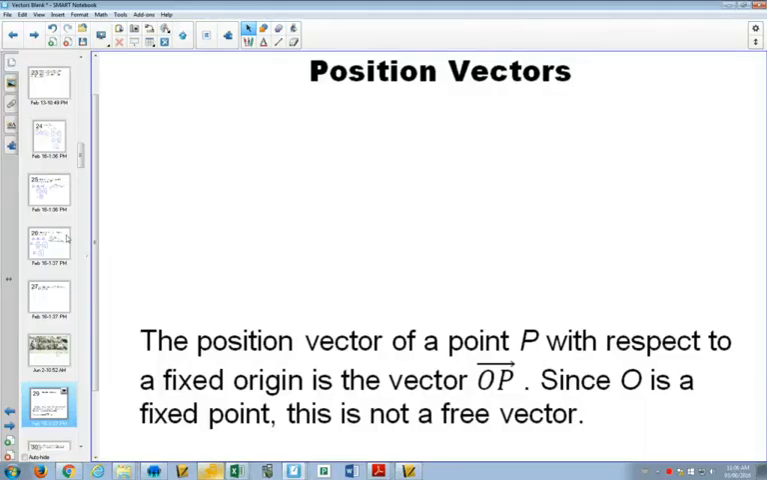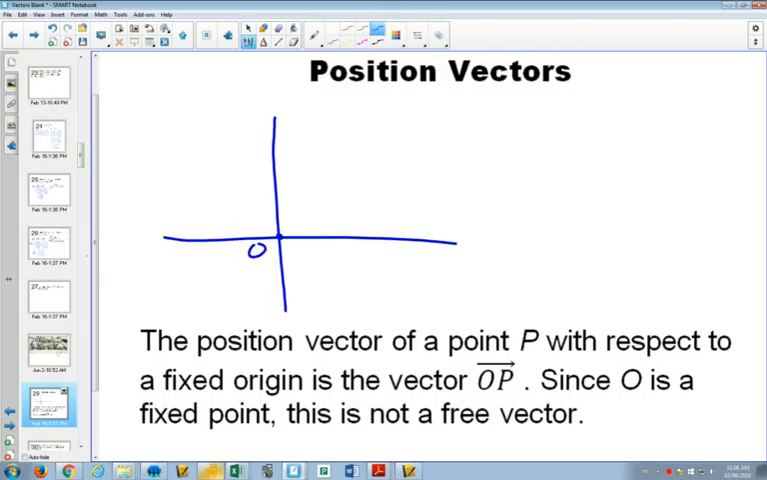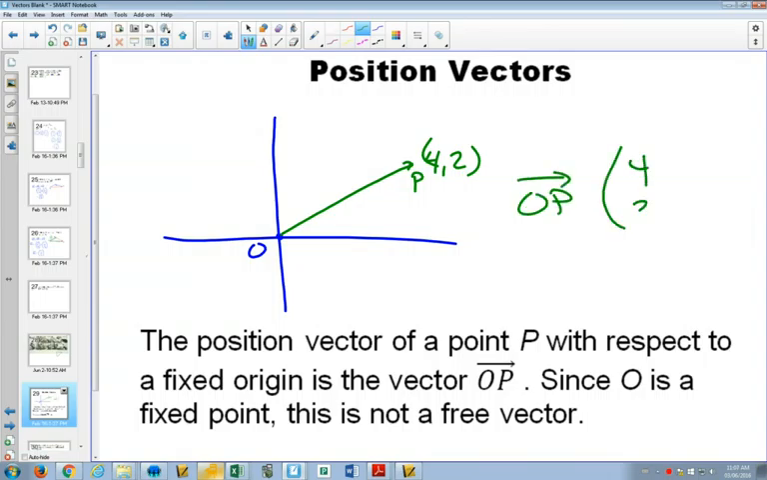So for position vectors, we're always thinking about starting at your origin. We use O for our origin. If you had the point (4, 2) as your point P, then your position vector would be (4, 2). So it just gives us some sort of reference.